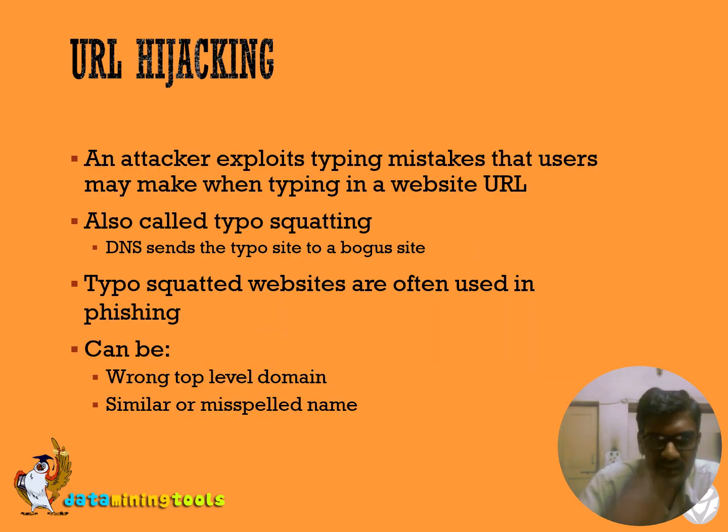Next, URL hijacking. URL hijacking is where an attacker exploits typing mistakes the users make when entering a website URL. It's also called typosquatting. DNS sends the typo site to a bogus site. For instance, if you type facebook.com, it's correct. But if you type facbook, there's no E, it goes to a different, wrong site where the information is hijacked.